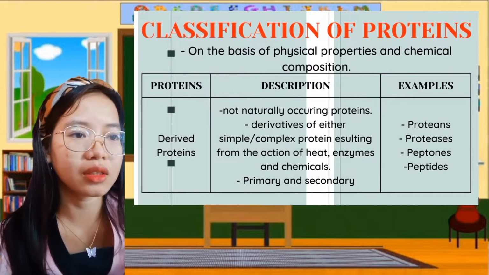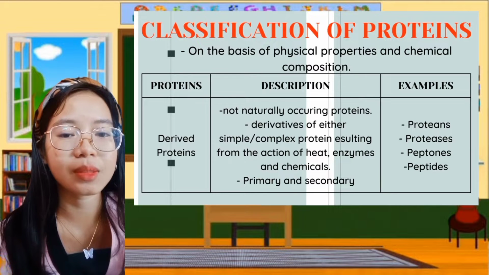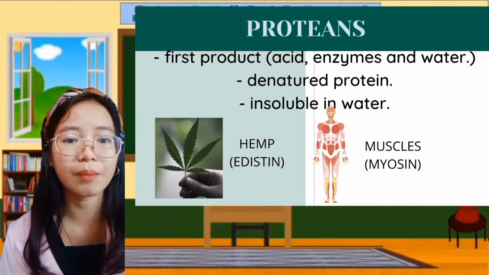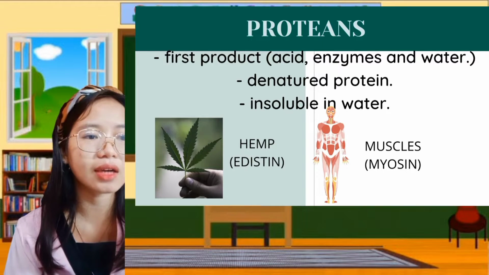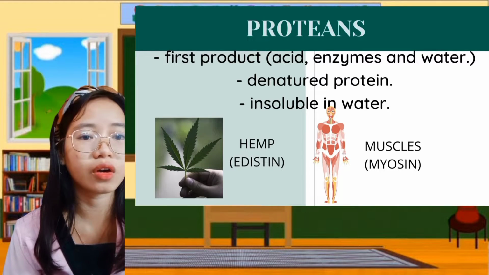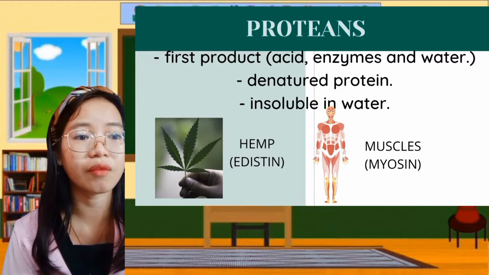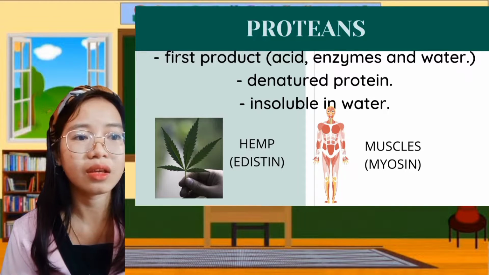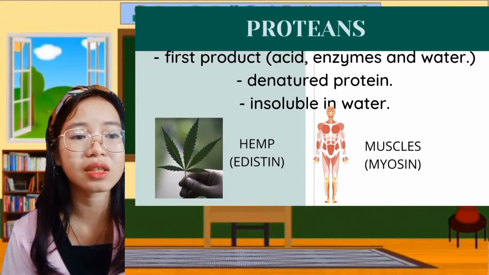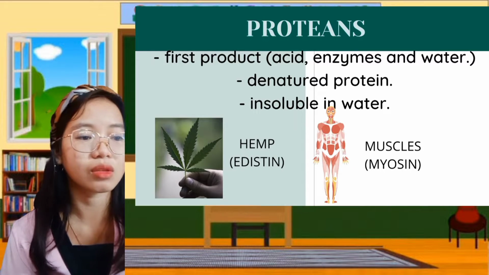Okay, and these are the examples of derived proteins: proteans, proteoses, peptones, and peptides. One of the examples is the proteans. So this is the first product of the action of acids, enzymes, and water, and this is a denatured protein, which means this is the original product of the protein and its original size does not change. Okay, and it is insoluble in water, and you can find it in the intestine and in the masses, which is the mucin.